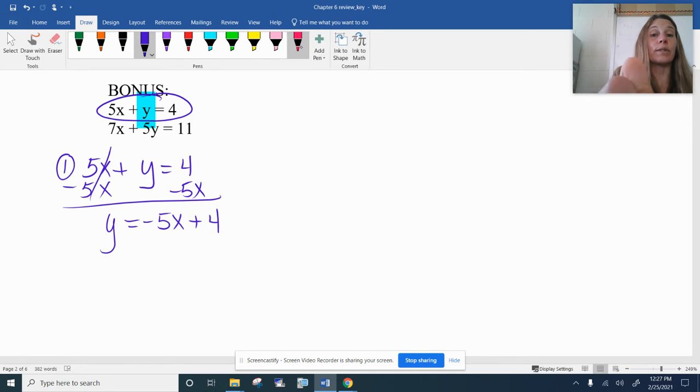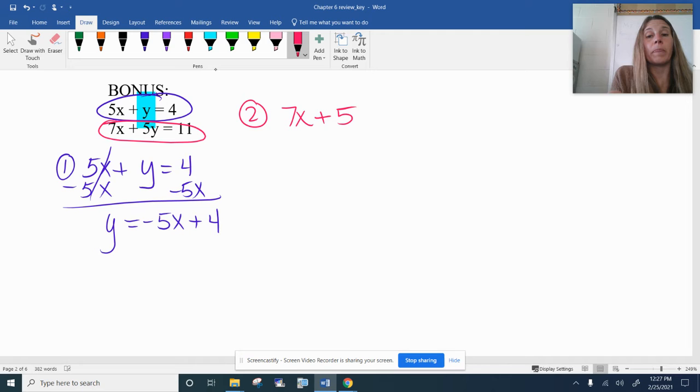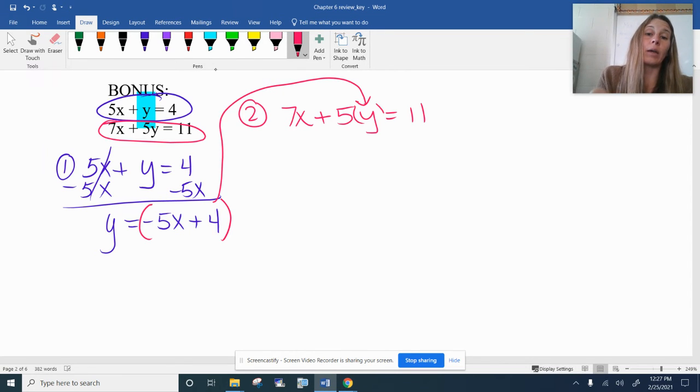All right, so now for step 2, I'm going to use the other equation. And I need to take this negative 5x plus 4, since that's what y equals. I'm going to put that in for my y. So I have 7x plus 5, and in place of my y, I'm substituting what y is equal to, and that's negative 5x plus 4.